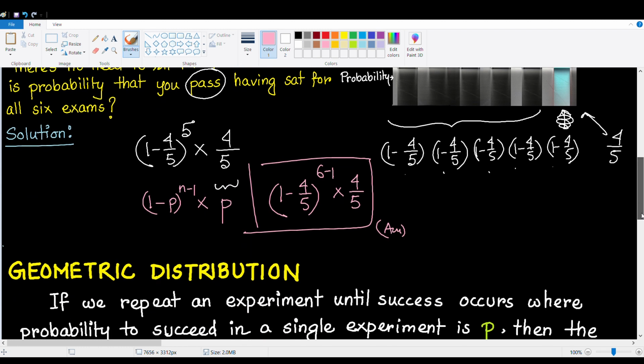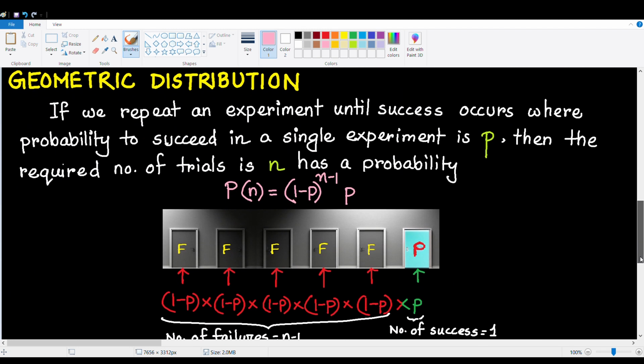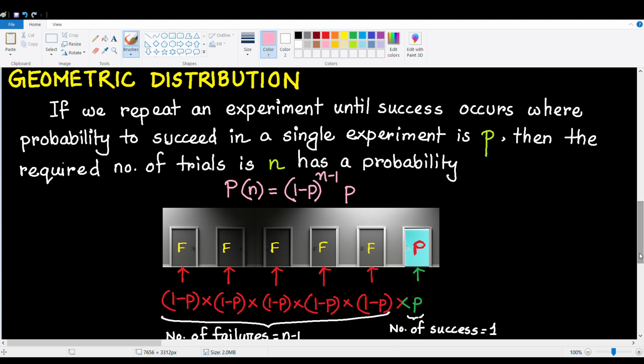Now let's go to our formula, geometric distribution, and let's try to see what it's explaining here. Geometric distribution: if we repeat an experiment until success occurs, where the probability to succeed in a single experiment is p, then the required number of trials to be n has a probability 1 minus p to the power n minus 1 times p. So this is a pretty long line and it doesn't make that much sense. So let's see what we are trying to say here.